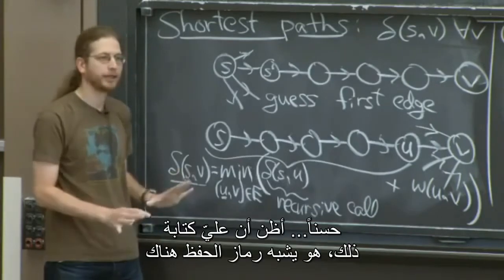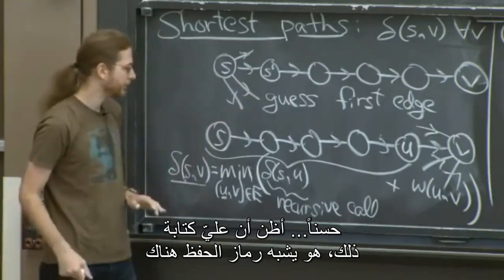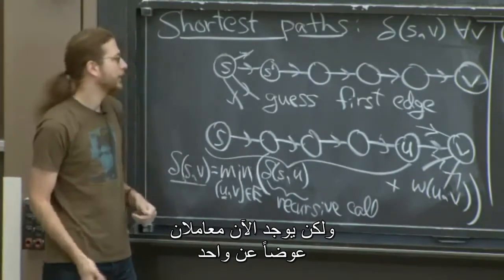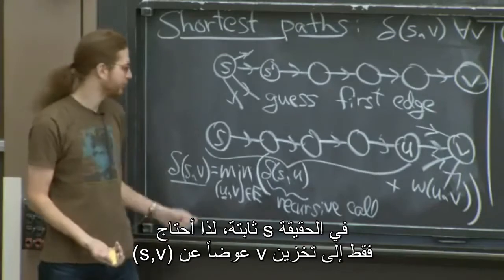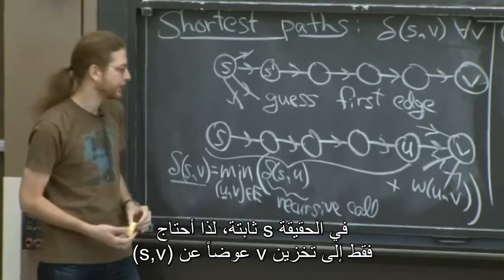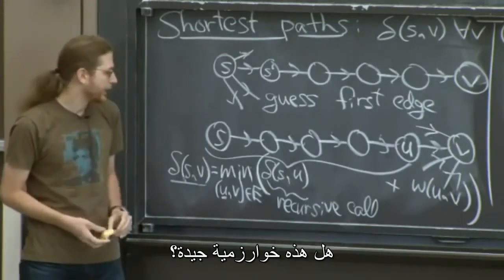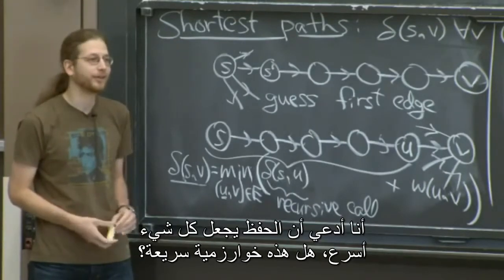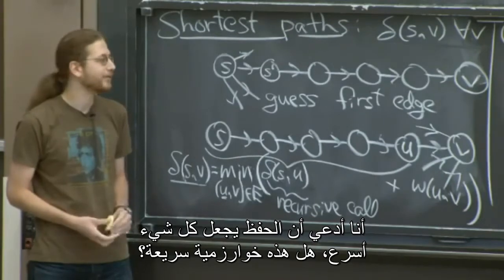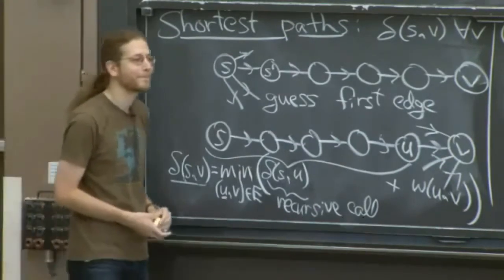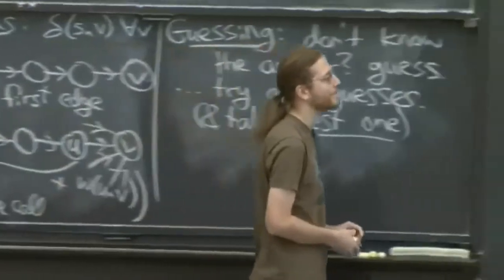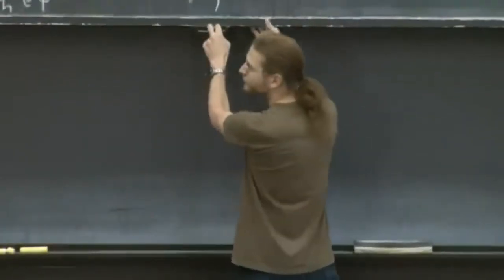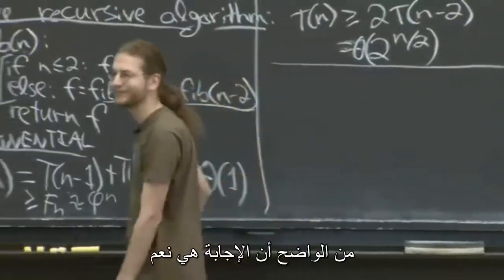I don't think I need to write that down. It's just like the memoized code over there. Just there's now 2 arguments instead of 1. In fact, S isn't changing, so I only need to store with V instead of S comma V. Is that a good algorithm? I claim memoization makes everything faster. Is that a fast algorithm? Not so obvious, I guess.